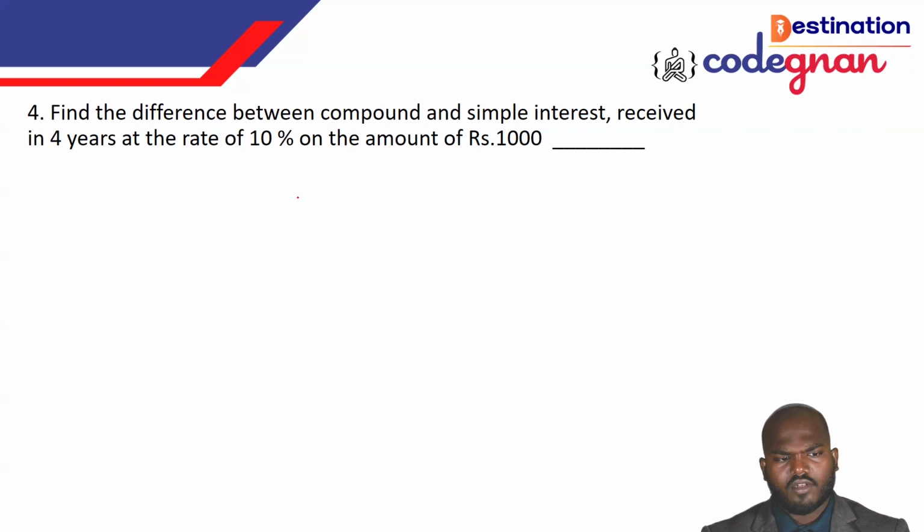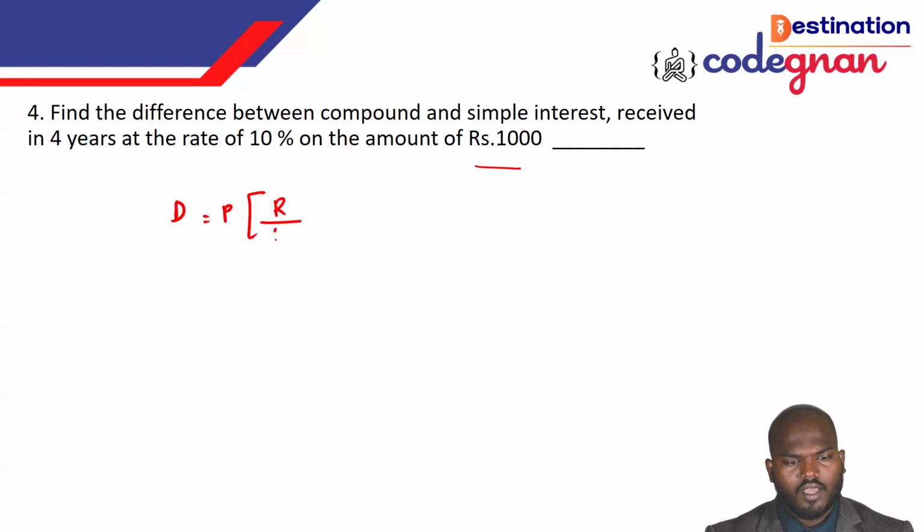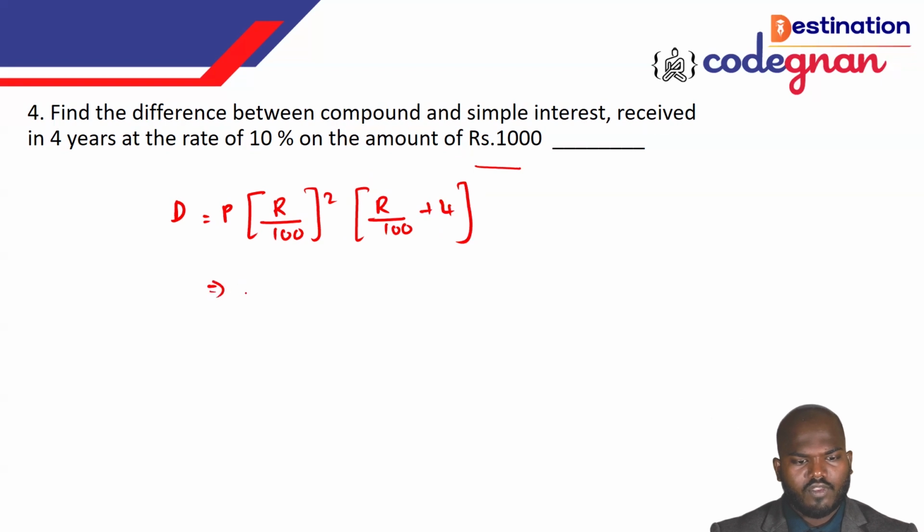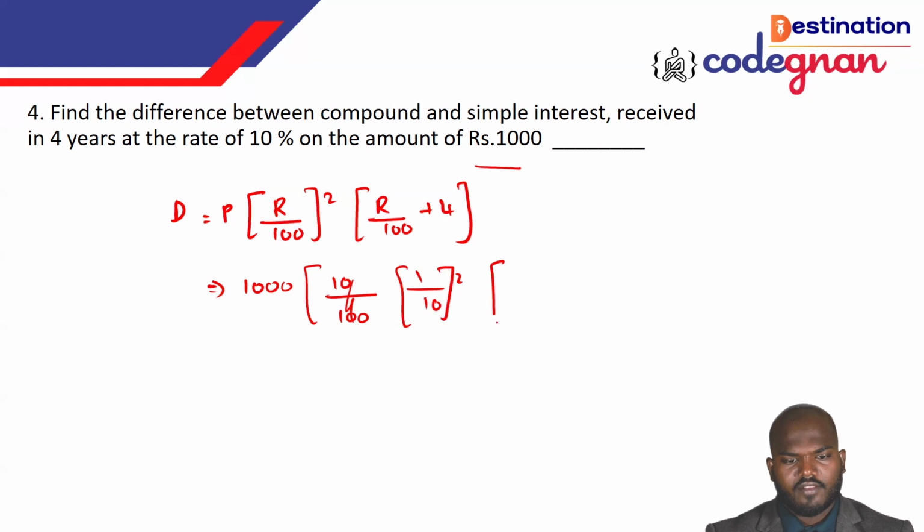They're asking to find the difference on the amount. Let's see, using the formula, the difference is equal to P times (R by 100) whole square, times (R by 100 plus 4). The principal they are giving here is equal to 1000. R is 10%, so R by 100 is 1 by 10. So we get 1 by 10 whole square, and on this side also 1 by 10 plus 4.